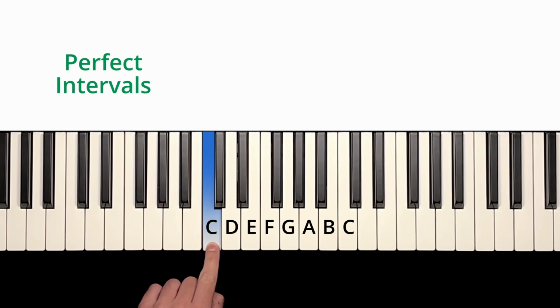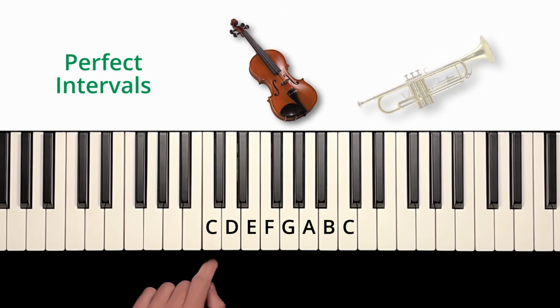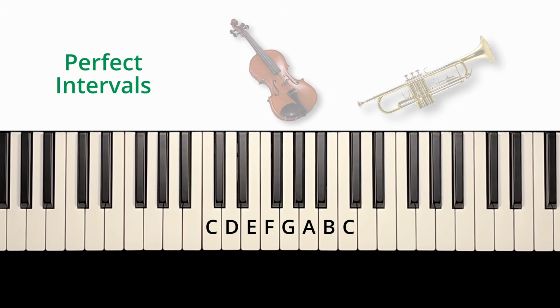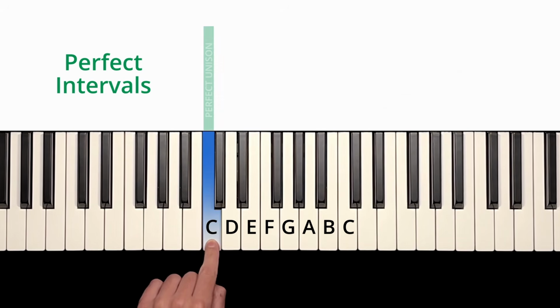The idea is that if the distance between two notes is 0, meaning you play the same note twice, or the same note is played by different instruments, that's the most consonant sound there is, because it's the same note. We call this perfect unison.